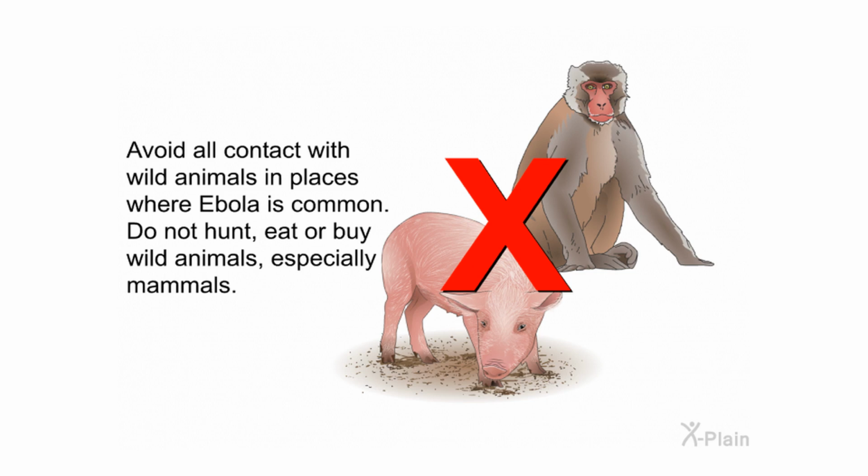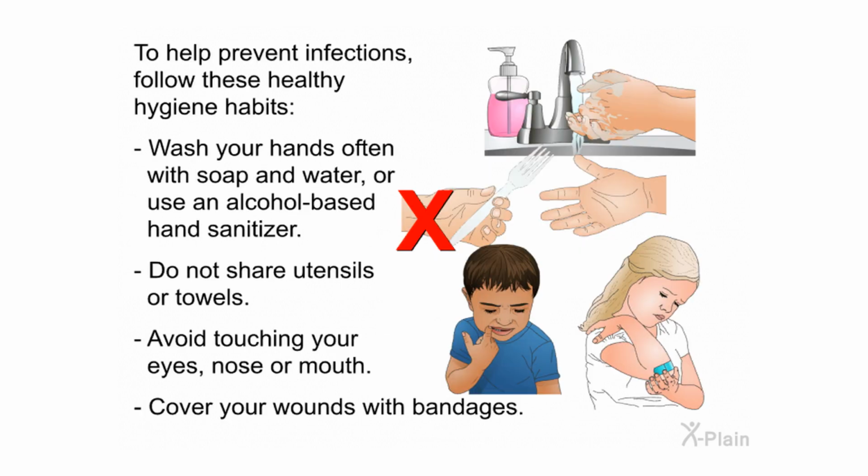Avoid all contact with wild animals in places where Ebola is common. Do not hunt, eat, or buy wild animals, especially mammals. To help prevent infections, follow these healthy hygiene habits. Wash your hands often with soap and water, or use an alcohol-based hand sanitizer. Do not share utensils or towels. Avoid touching your eyes, nose, or mouth. Cover your wounds with bandages.